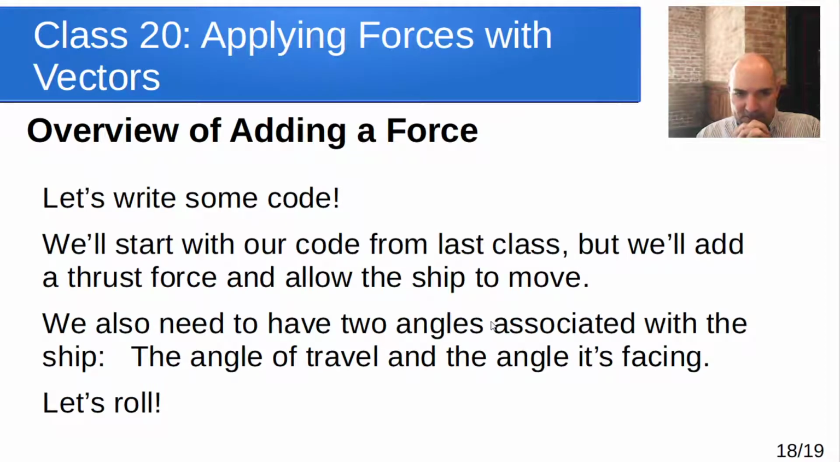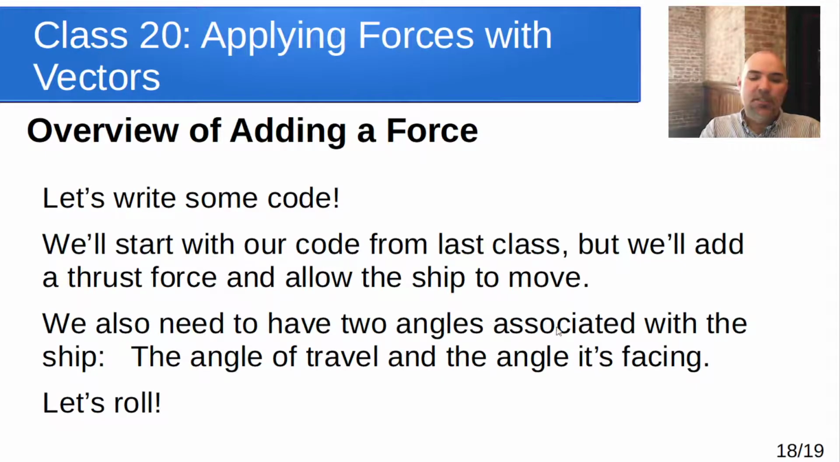So let's go to the code and let's write it. We're going to start with our code from last class, but we're going to add a thrust force and allow the ship to now move. Before it was kind of pinned in the center of the screen and we had a thruster showing up out of the back, but we really weren't applying any force and having the thing actually move anywhere. So we're going to need to have two angles associated with the ship. One is the angle that it's traveling, and one is going to be the angle that it's facing, or the way that it's pointing. And so we're going to add another variable for that.